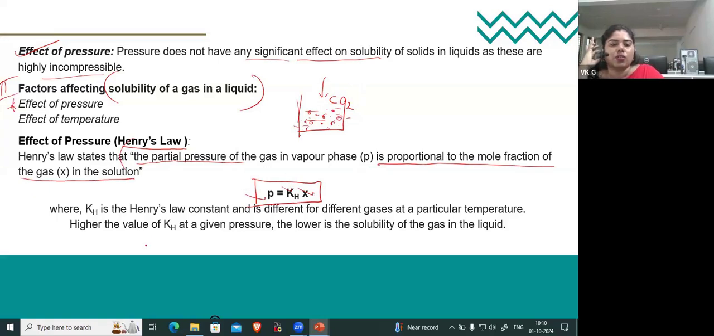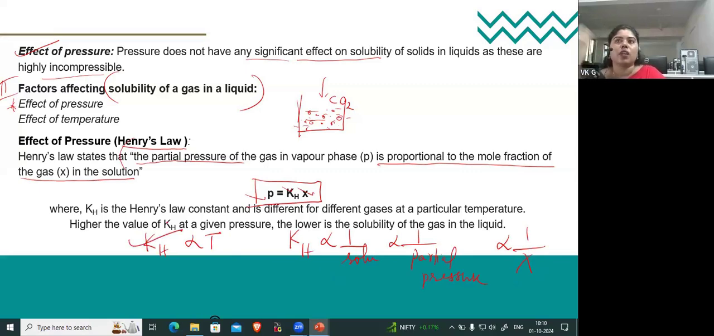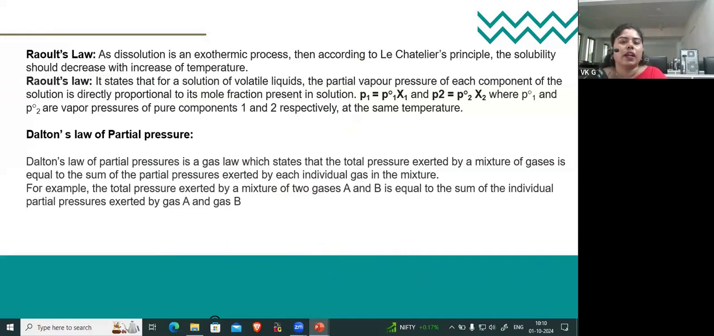Henry's constant. And I told you that Henry's constant is friends with whom? Temperature. But Henry's constant is enemy with whom? That is solubility. Then it is enemy with partial pressure. And then it is also inversely proportional to whom? Mole fraction. All these, it is inversely proportional. Only with temperature, it is directly proportional. So they may ask you, as the temperature increases, what happens to Henry's constant? It increases. As Henry's constant increases, solubility decreases, partial pressure decreases, mole fraction also decreases. Everything opposite. Okay, so that is one thing regarding Henry's law.